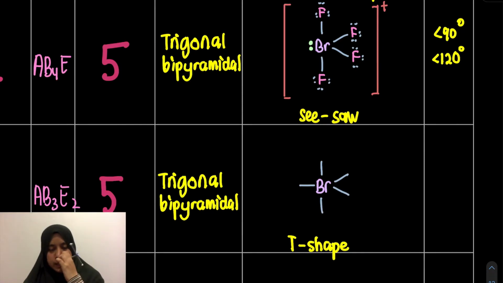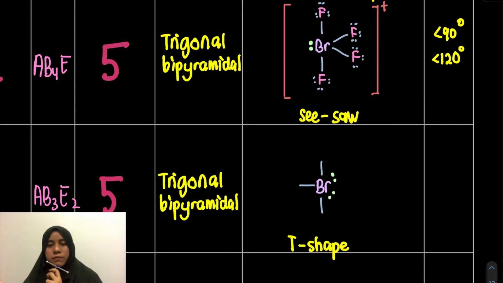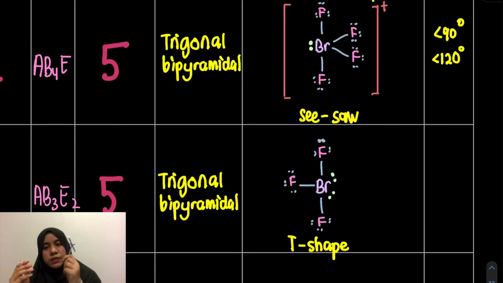Kalau nak jadi T-shape, takkan kita nak padam yang ini kan? Nanti dia jadi macam pelik. Okay, yang ni Miss nak padam 2 ni. So padam satu dulu. Lone pair 1. Padam lagi 1. Jadilah second lone pair 1, 2. Okay, so the rest ni kita fill upkan lah dengan our fluorine. So this is what we call T-shape.